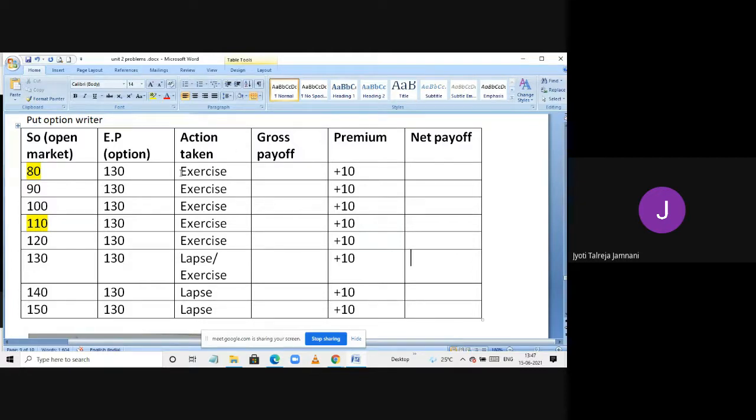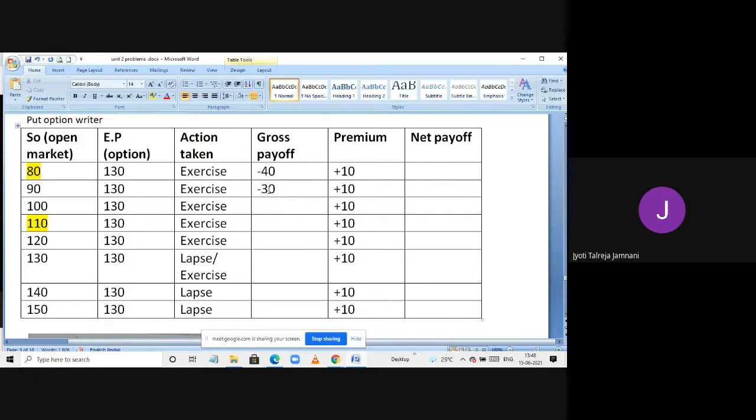Now the gross payoff, when the holder gains, the writer has to lose. So we cannot do E minus S naught now. If I do E minus S naught, I get plus 40. But this is the gain of the holder. As a writer, if the holder has gained 40, the writer will lose 40. So it will be minus 40. I have to do the opposite of what I did for the holder. I have to do 80 minus 130 now, which is minus 50. 90 minus 130, which is minus 40.